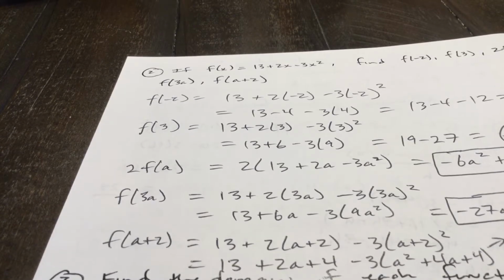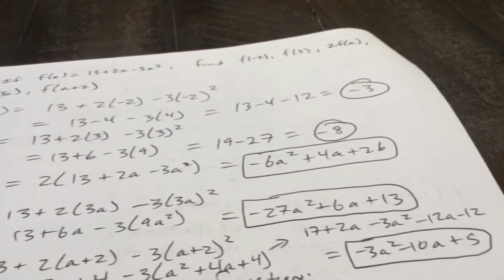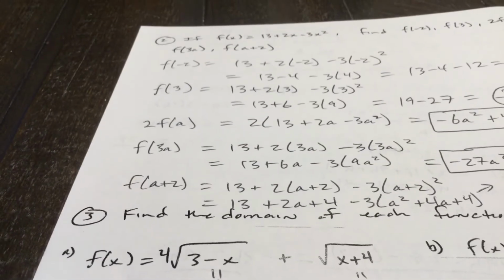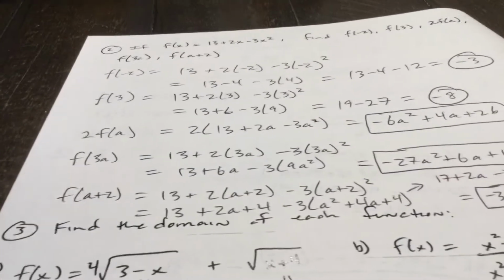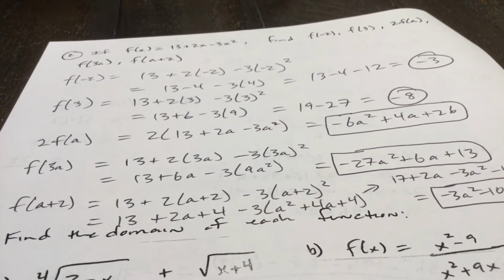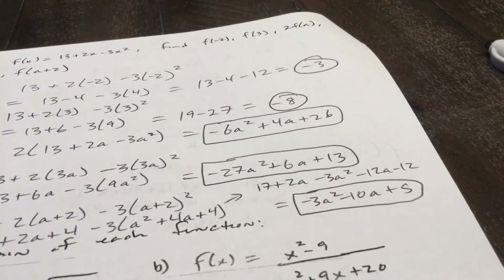f of 3a. Plug 3a in for x. Again, I switched the order. f of a plus 2. Plug a plus 2 in for x. Okay. You see my arrow, I'm running out of room. And I also put the a squared term first again.